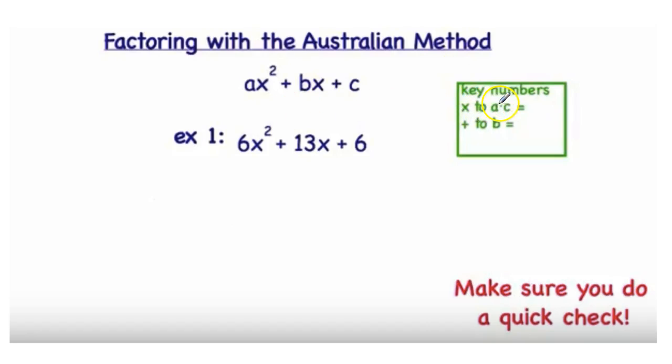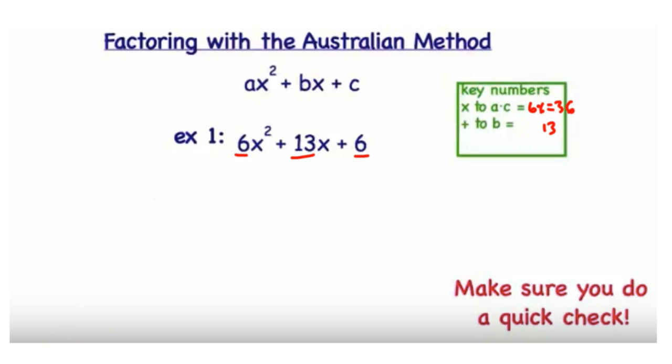First, a times c. So the number for a and the number for c. In this example, it is 6 and 6. So 6 times 6 equals 36. Now we need to do b. B is 13, so I just write 13. So our two key numbers are 36 and 13.